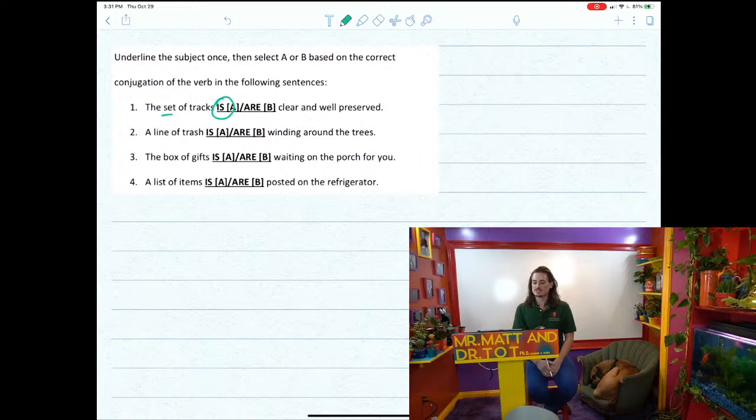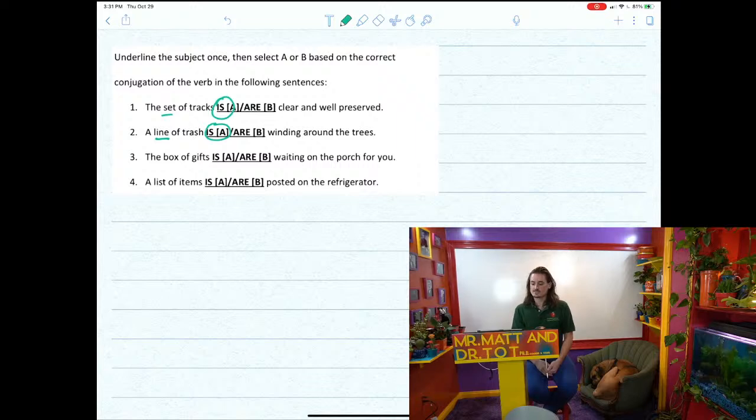Number 2, a line of trash is or are winding around the trees. Again, we have one line, and still trash is a collective noun. So if you were talking about pieces of trash, that would be plural. But just trash is actually singular. But that doesn't matter anyway, because we're guided by the noun preceding the preposition of. So it still should be singular: is. A line of trash is winding around the trees.